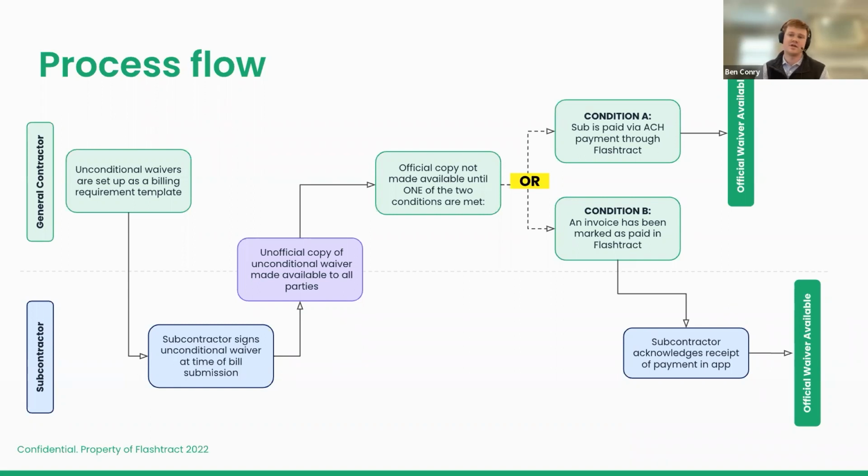They're not having to sign an unconditional waiver and notarize it and fill it out correctly. We already have the official copy. We just need them to verify receipt of payment so we can release it from our vault. If you're using ACH payments, you click that button to pay them, wait about 2 days, and the unconditional waiver will be available once we get the response from the subcontractor's bank that payments have cleared.